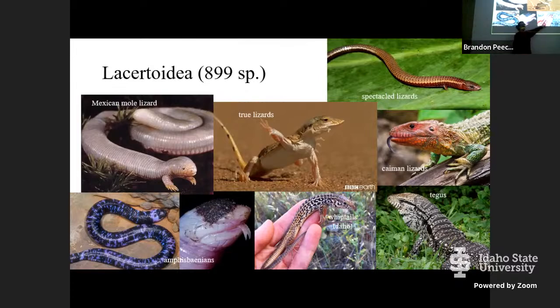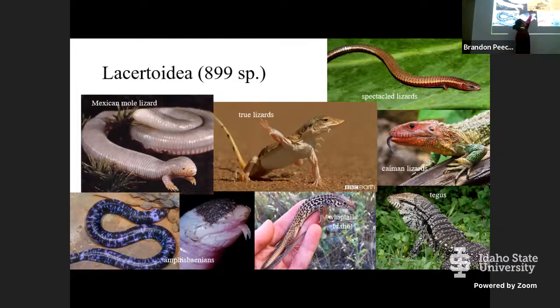We have whiptails in the very bottom part of Idaho, the southern part of Idaho, down into Utah. There's lots of whiptails, so we do have a lacertoid in our area. We're going to talk about tegus later in class. They have a bunch of very cool reproductive biology. They're South American. There's another very reduced-limbed kind of lizard, those spectacled lizards. Look at those teeny little arms up there. Almost no legs at the back.